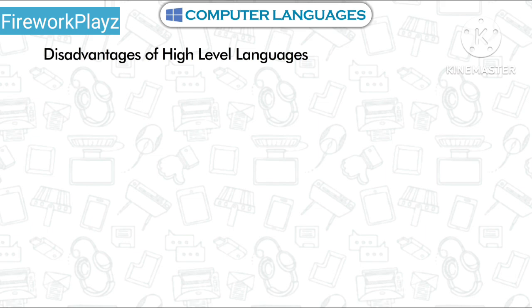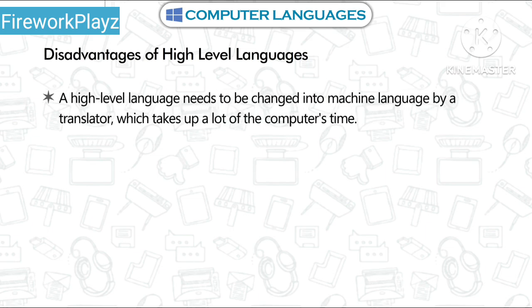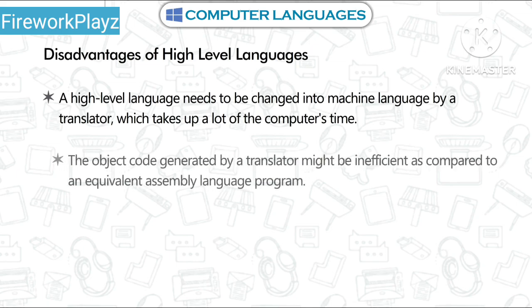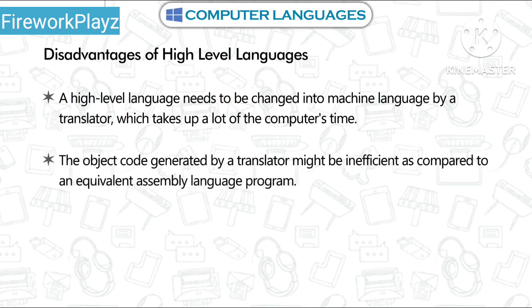Disadvantages of high-level languages. A high-level language needs to be changed into machine language by a translator, which takes up a lot of the computer's time. The object code generated by a translator might be inefficient as compared to an equivalent assembly language program.